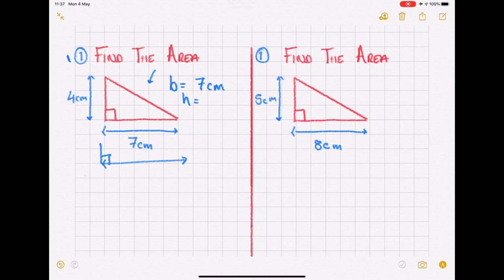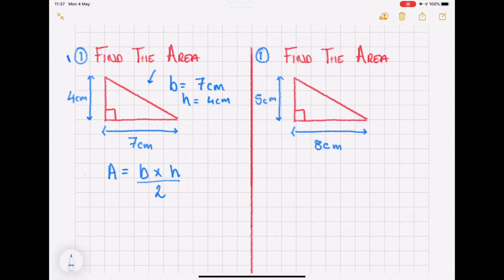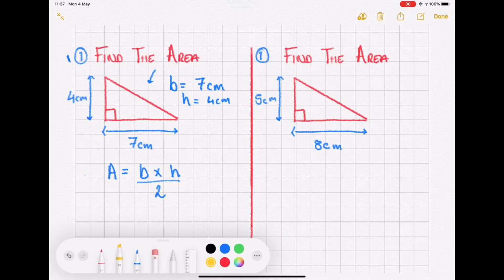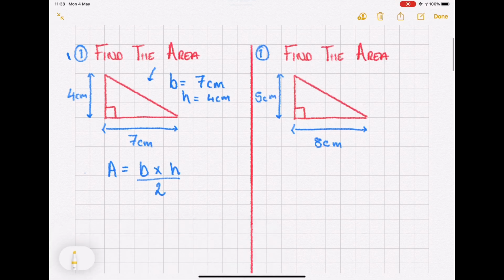And now the next thing I want to do is find out my height. And I've said that my height is always at a right angle to my base. So my height is going to be this length here, 4 centimetres. Okay? So with that in mind, we know our base and we know our height. The next thing we want to do is write out our equation. So area equals base times height divided by 2. That's the equation or formula for area of a triangle.